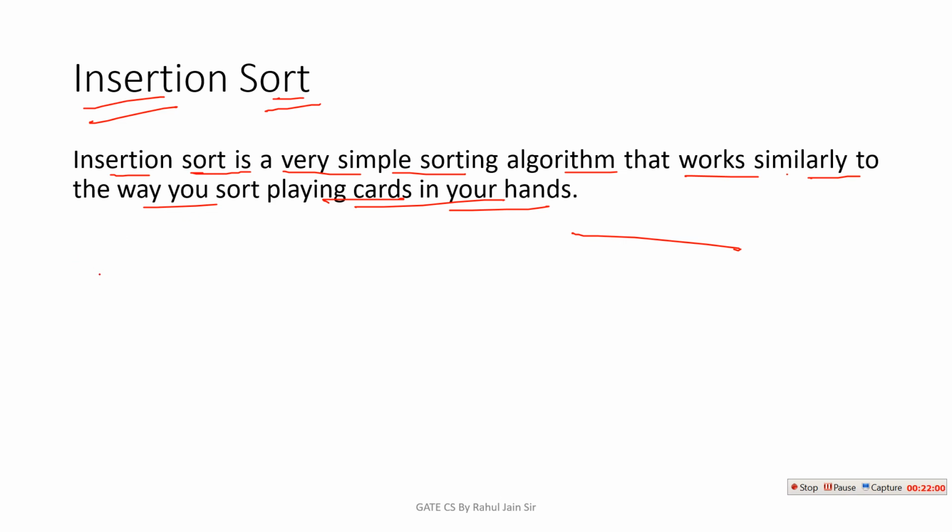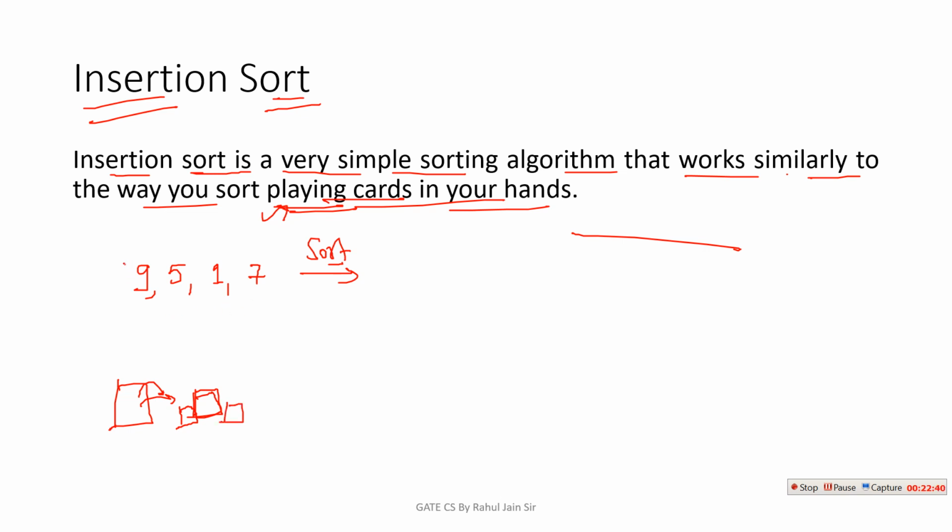So for example, there is a data set, for example 9, and you have 5, one more number like 1, and suppose one more number 7, and you want to sort it. Our definition says it is a very simple algorithm, just like we sort playing cards. How do we sort playing cards? Suppose there is a deck of cards, then we pick one card first, and whatever next card there is, we compare that card with this card. If it is lesser, we put it on the left side. If it is greater, we put it on the right side, isn't it?